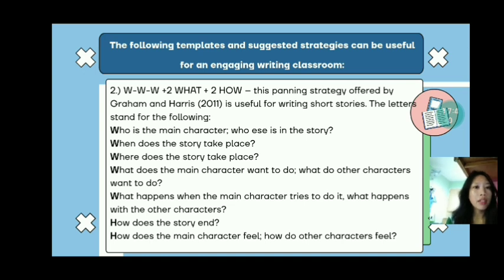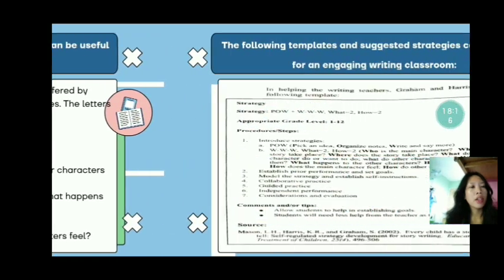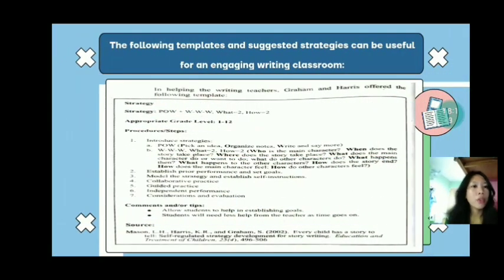So W is for who is the main character, or who else is in the story. When does the story take place? Where does the story take place? And what does the main character want to do? What do other characters want to do? What happens when the main character tries to do it? What happens with the other characters? How does the story end? How does the main character feel? How do other characters feel? So those are the guiding questions that can help in creating a short story.